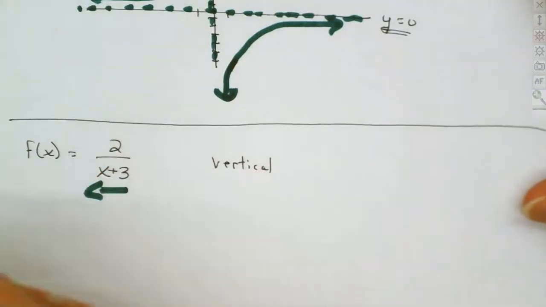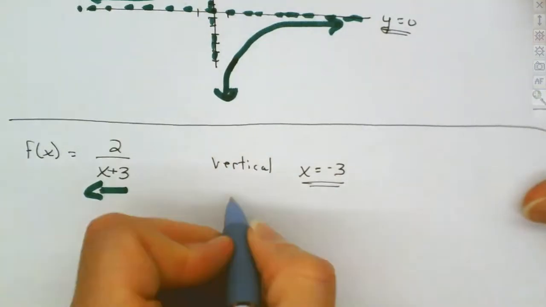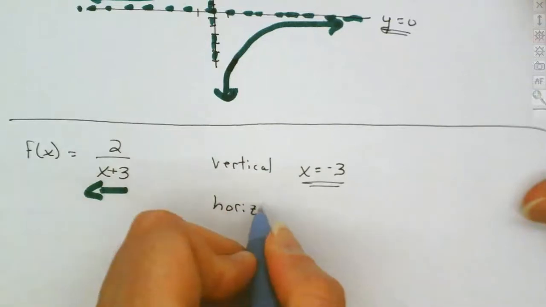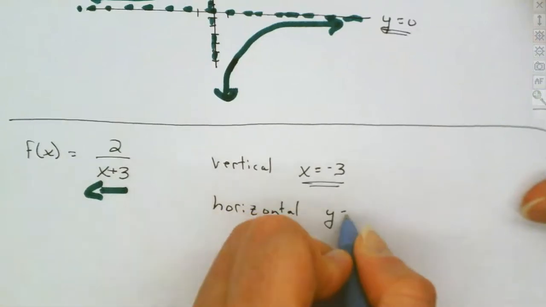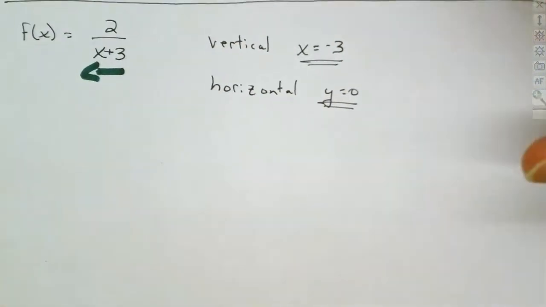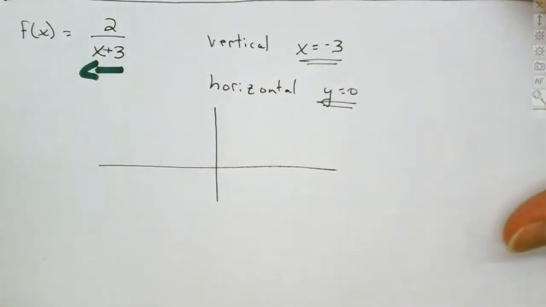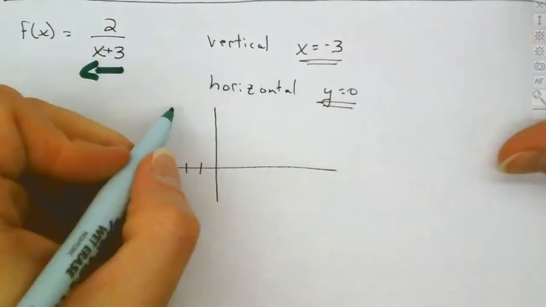My vertical line is going to be at x equals negative 3. It's just a line. And the horizontal is going to be y equals 0. So what happened to my graph now? My graph has been slid back to the left 3 units. So 1, 2, 3, and we make our dotted line here.